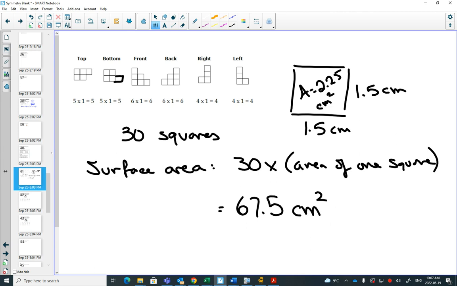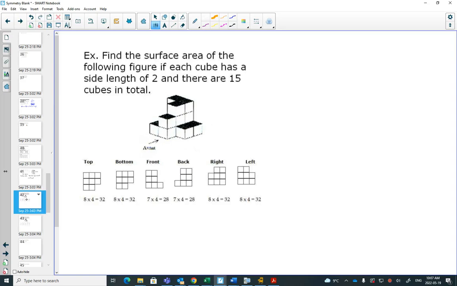And 30 times 2.25 is 67.5 centimeters squared. Okay? For the next example, I stole it from a French immersion website. So this word out in front, you can put a line through it and you can write front there.